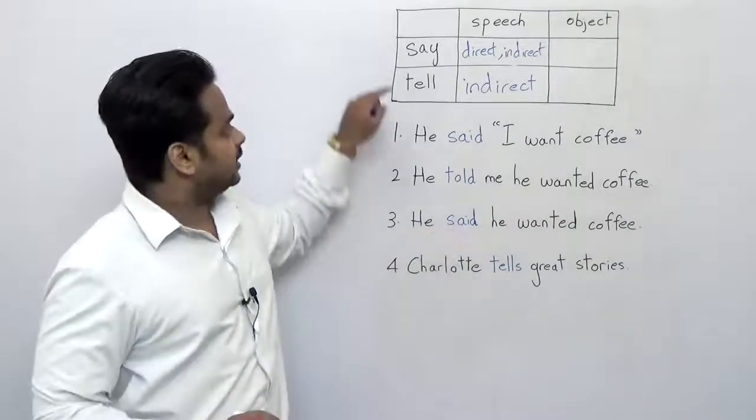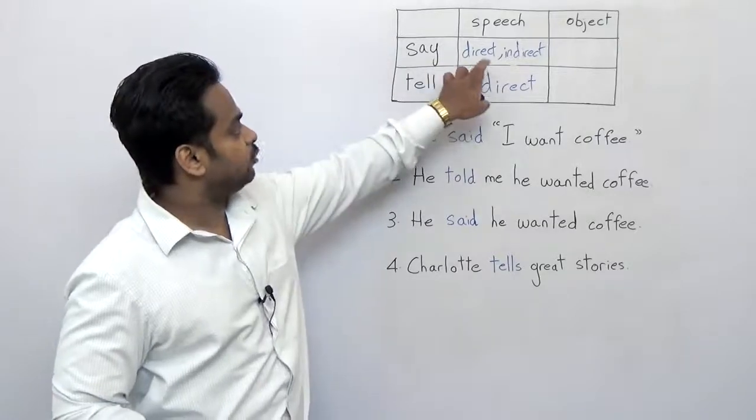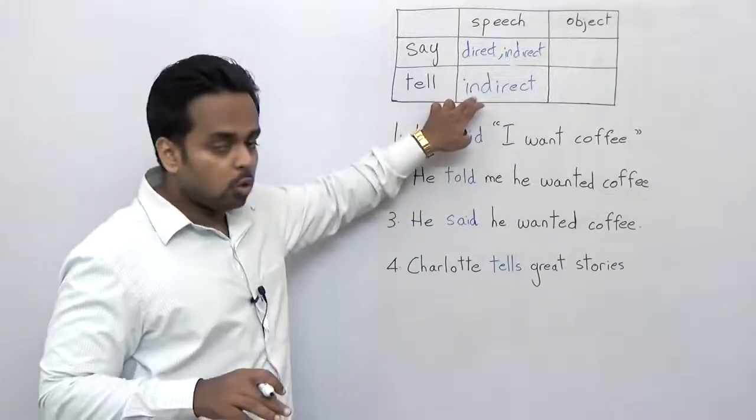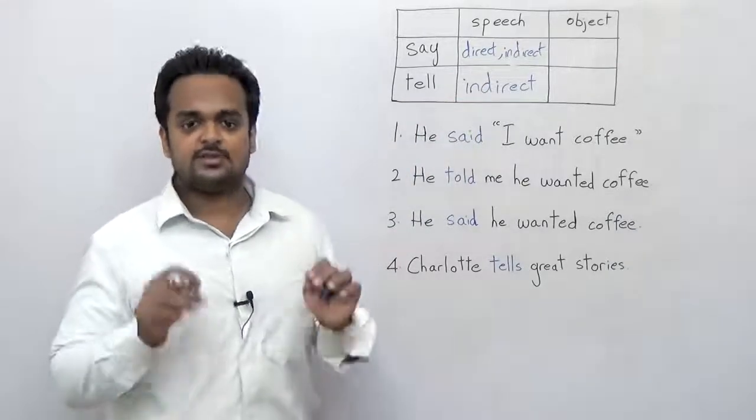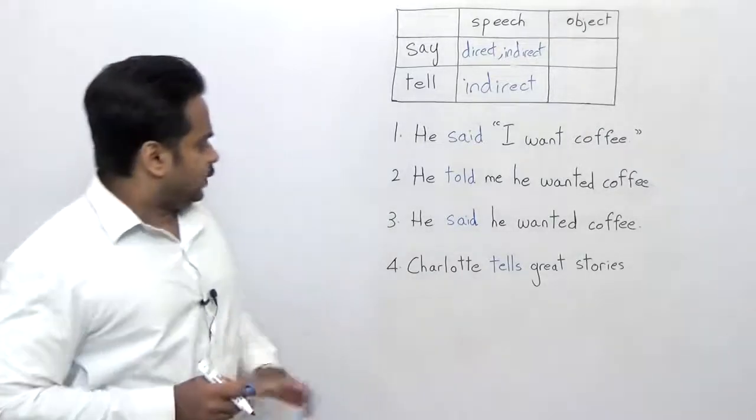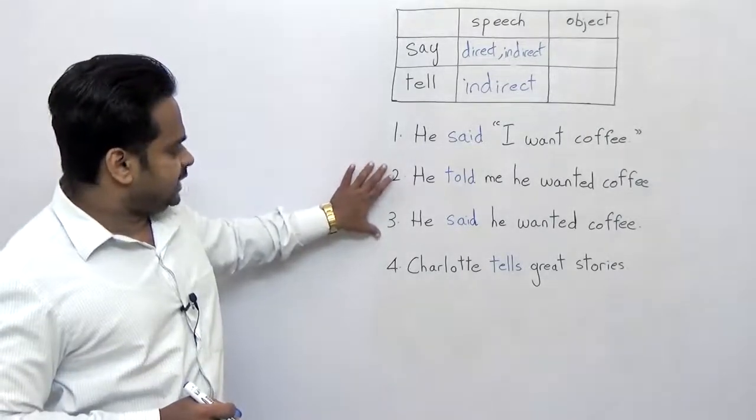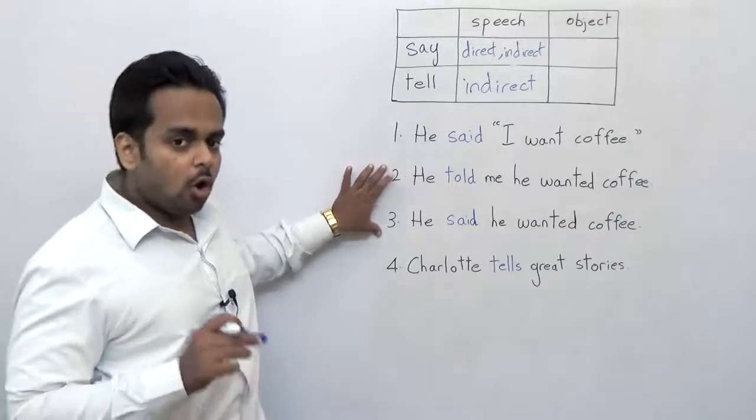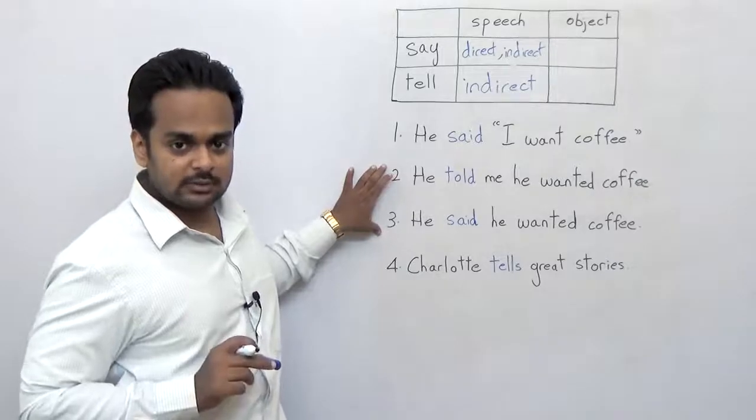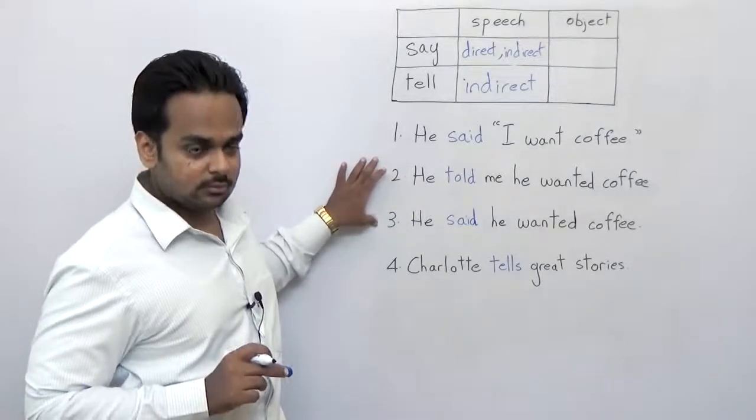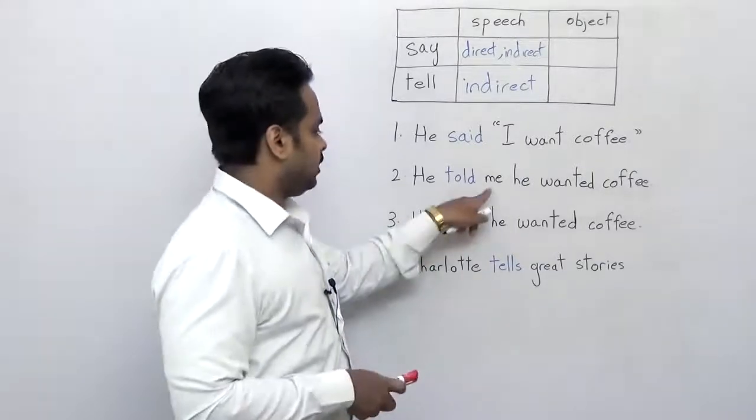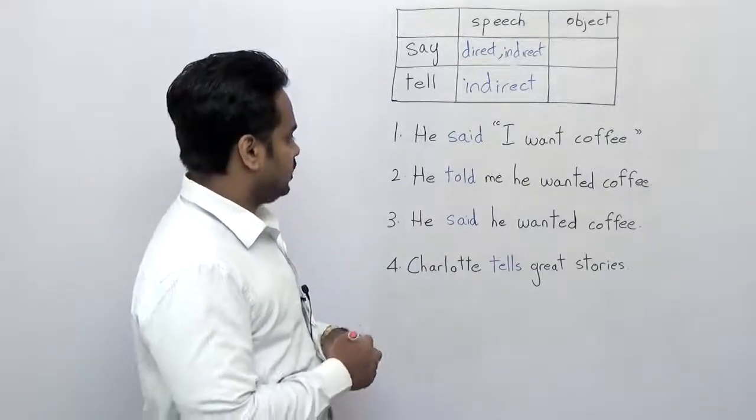This means that the verb say can take both direct and indirect speech, but tell can only take indirect speech. This is a very important difference. Now, if you look at these two sentences, you will also notice one other important difference, the second difference. Can you tell that difference? Well, that difference is this me over here.